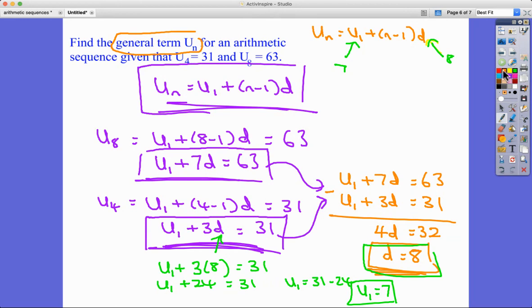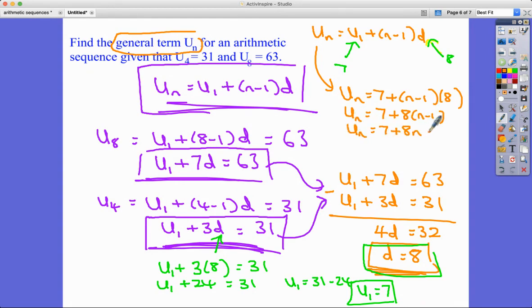So we're almost there. Let's just put those values in here and say that un is equal to 7 plus n minus 1 times 8. If we put the 8 to the front of the brackets again, just simplify it. This is going to give us the nth term. So un, the nth term, is 7 plus 8n minus 8. Or un, if I simplify it, is 8n minus 1. That's right, isn't it? 7 subtract 8 is minus 1. And that is the final answer.